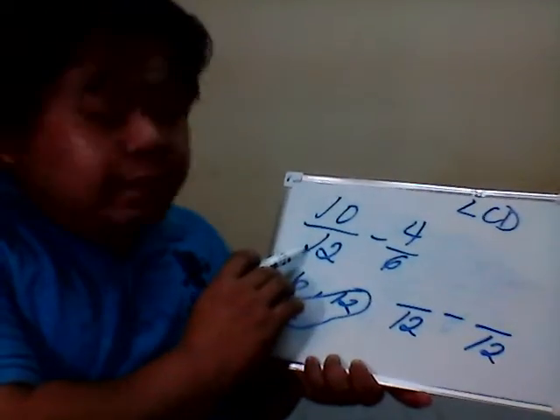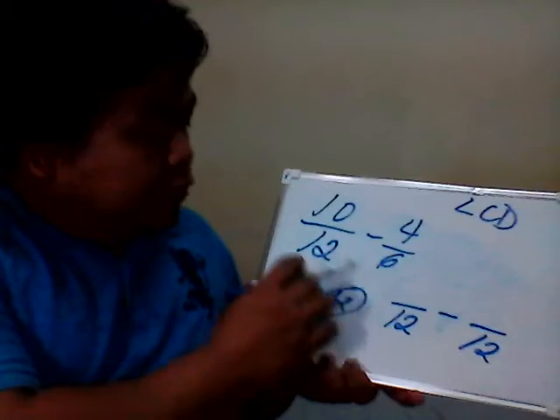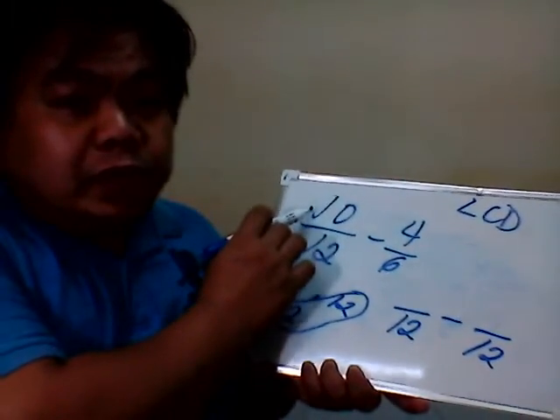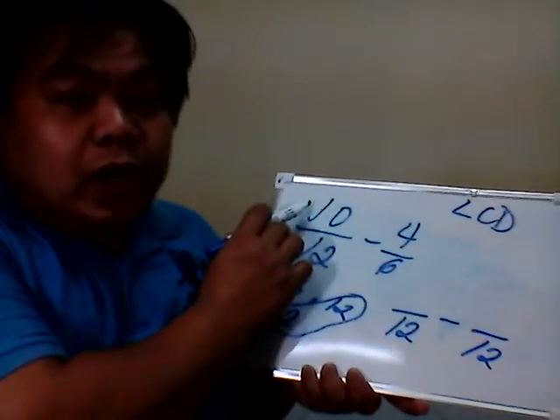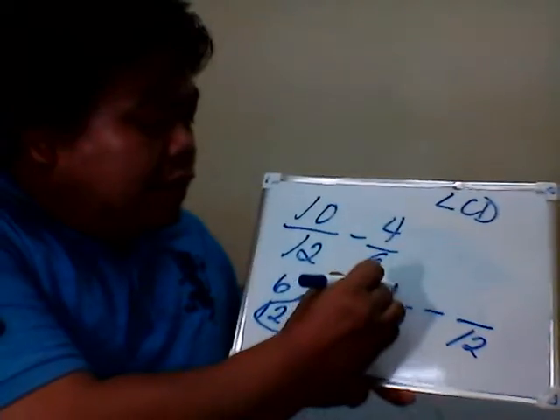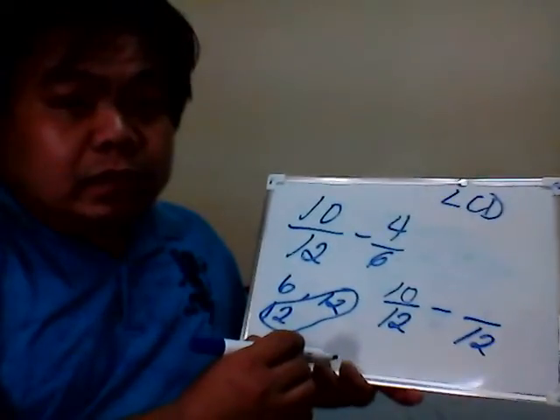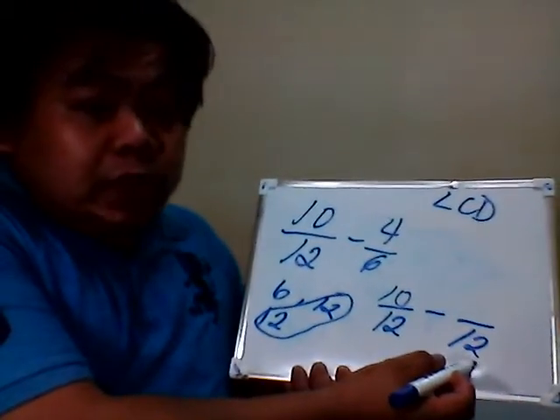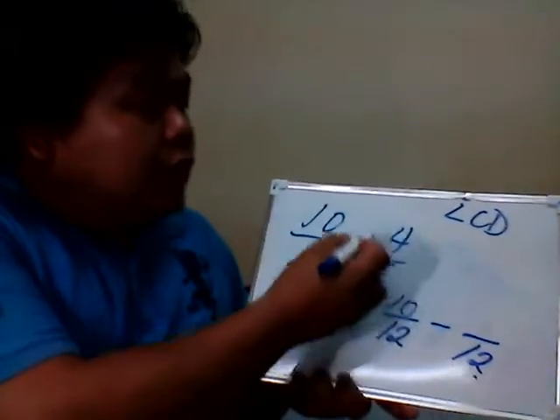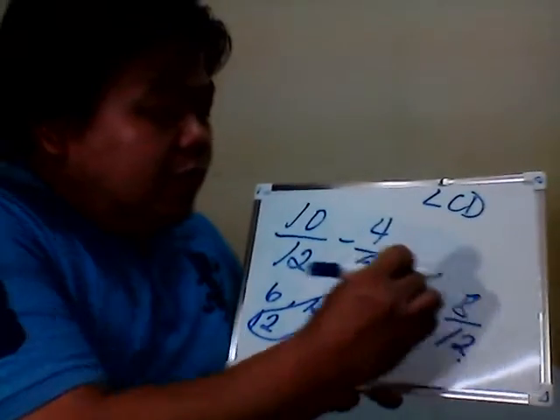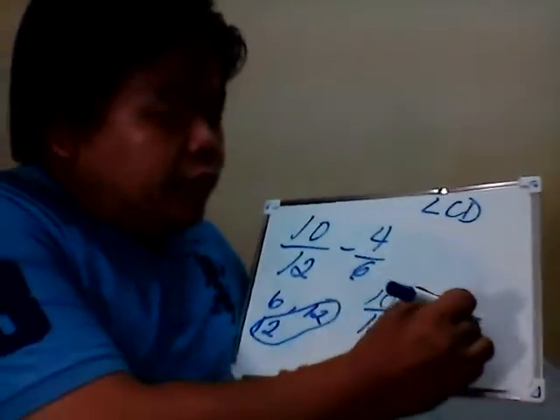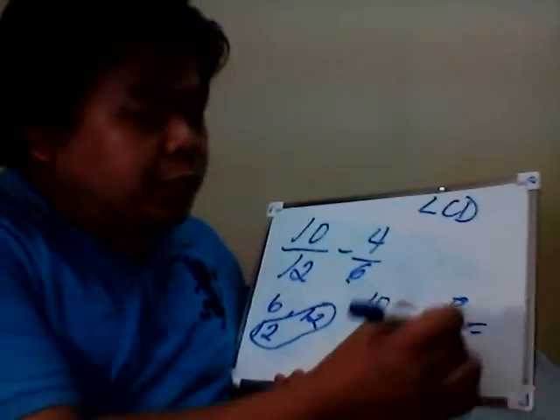So in the first fraction, it goes like this: 12 divided by 12 is 1. Then, after you divide, you multiply the answer by the numerator. So 12 divided by 12 is 1, times 10, so we have 10. Okay? Next fraction. So 12 divided by 6 is 2, times 4, you have 8. Now we have similar fractions.